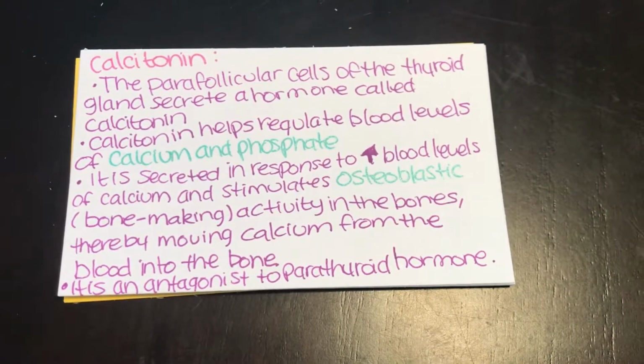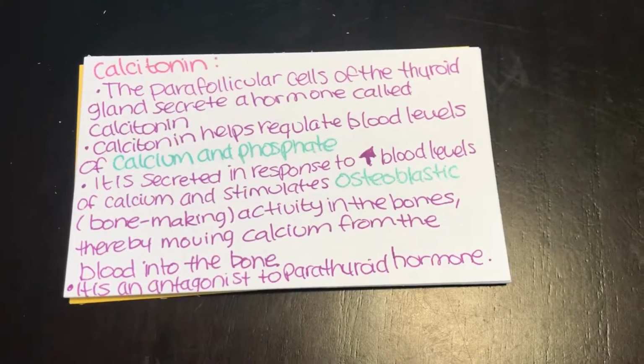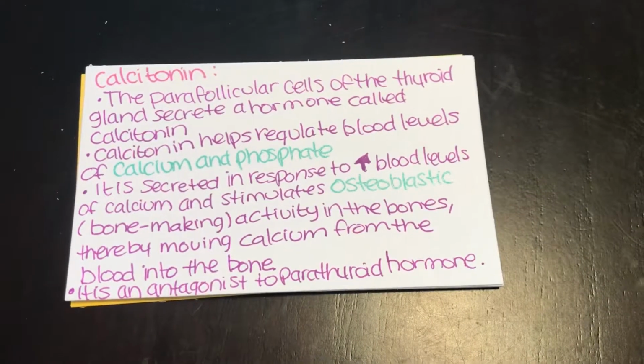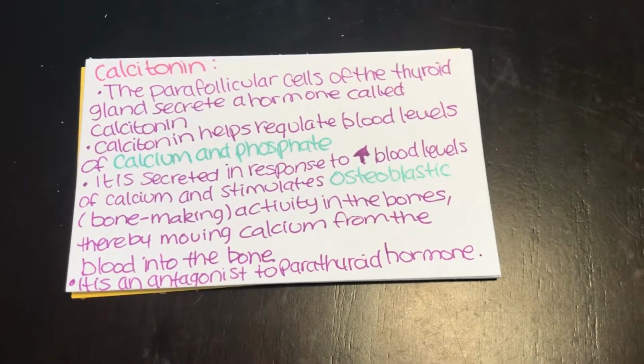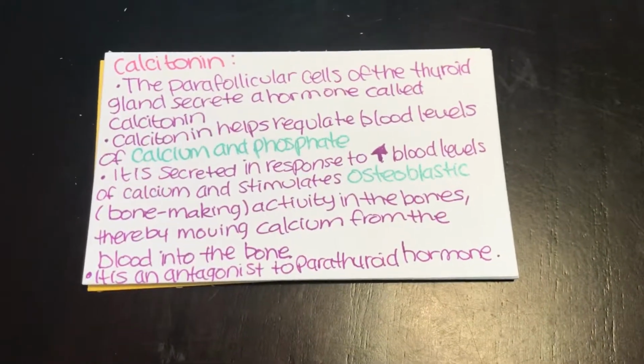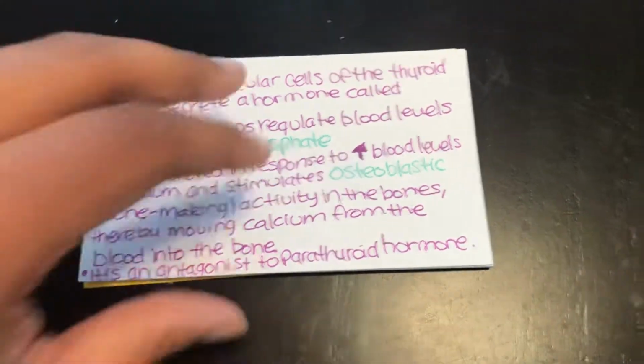It is secreted in response to increased blood levels of calcium, and it stimulates osteoblastic, which is bone-making activity in the bones, thereby moving calcium from the blood into the bone. It is an antagonist to the parathyroid hormone.